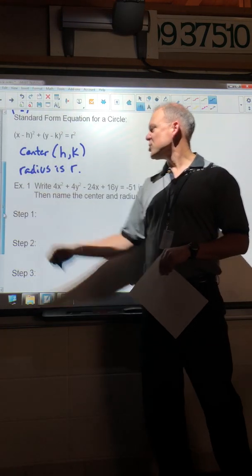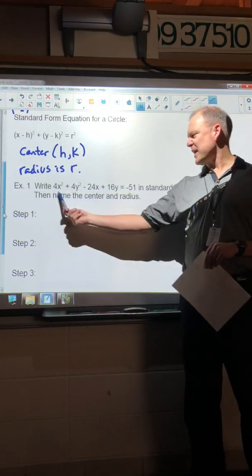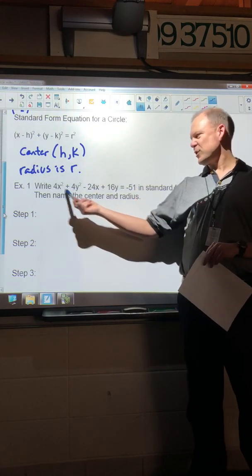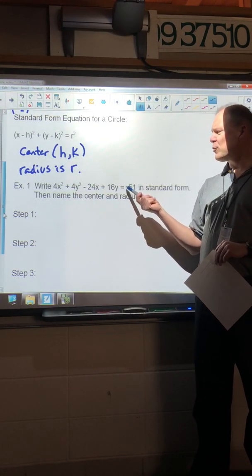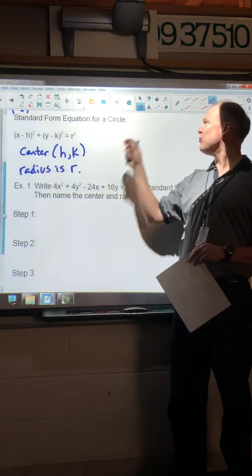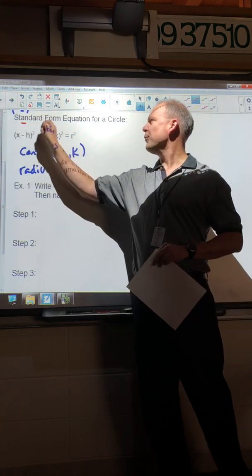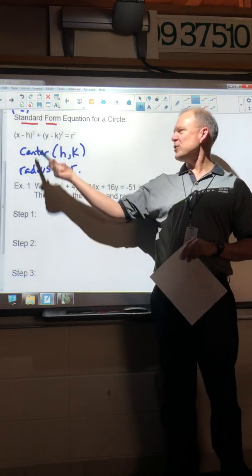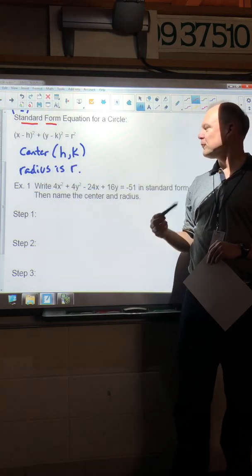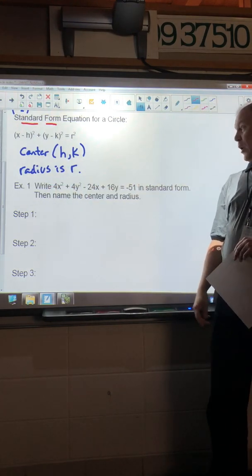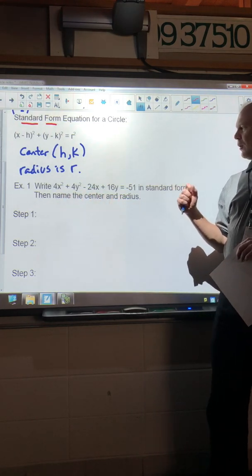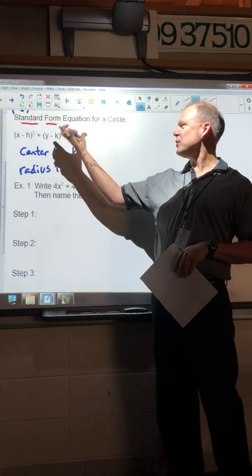Okay, so our goal is going to be to take an equation like this. So believe it or not, this is an equation for a circle. So we want to rewrite this so it looks like this. Because when it's in standard form, you can just look at it and say, okay, the center is h and k, and the radius is the square root of r squared. When it's in this form, you have no idea what the center and the radius are, that's the follow-up question there. Okay, so the goal is to make this equation look like that.